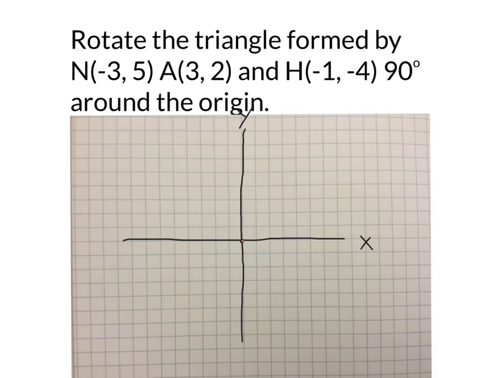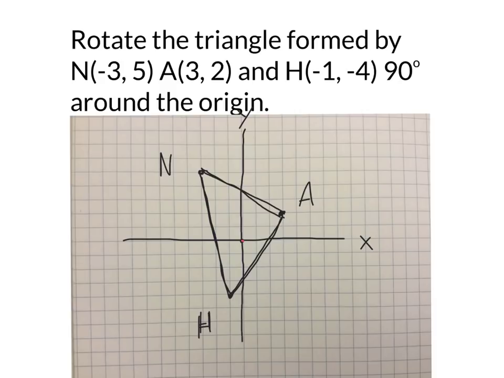So I have N at (-3, 5), which is here. Here's the point N. And we'll have A at (3, 2), and H at (-1, -4). So here's my triangle. Not a very good looking triangle, but a triangle nonetheless. There we go. So here's our original triangle NAH. And we're going to rotate this 90 degrees.